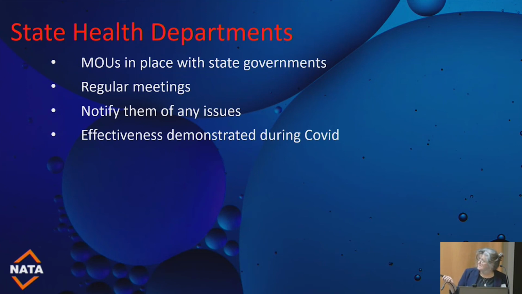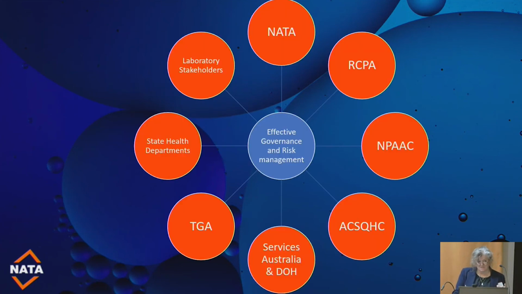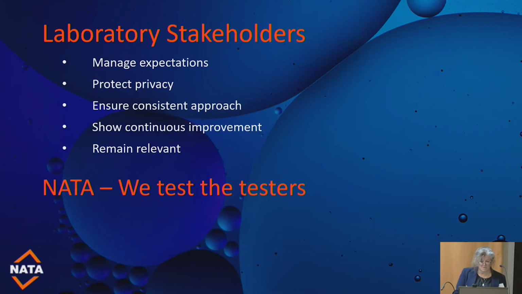And last but not least is our lab stakeholders. We do have to manage their expectations. We have to make sure that their governance structures don't get in the way of the appropriate process. We have to protect their privacy. We won't send out documents as to who's doing what. You will have gone through the request to be a technical assessor, and we won't tell you who you're going to assess until afterwards. And this is all to protect people's privacy.